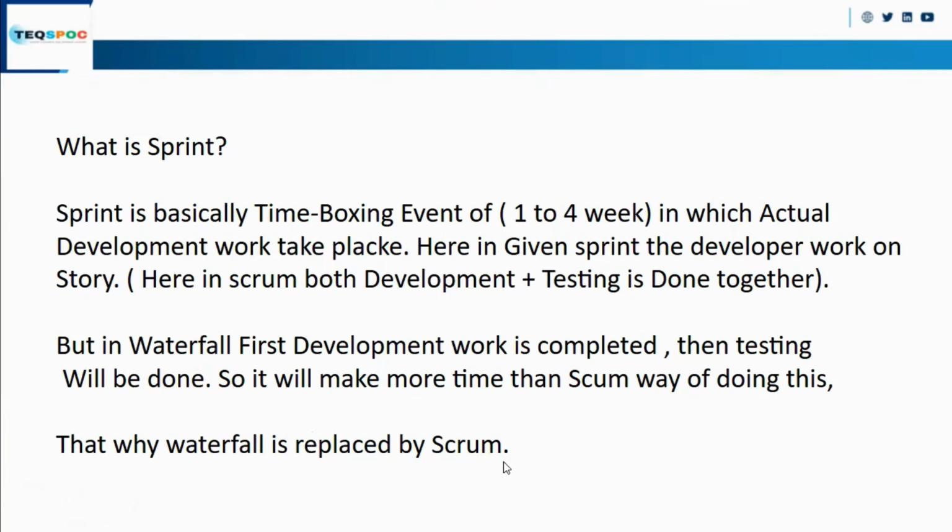Okay. So this is a sprint. A sprint is a time boxing event, basically from 1 to 4 weeks. Generally in the software industry, they take a 2 week sprint. In some cases they will take a 4 week sprint. Okay.